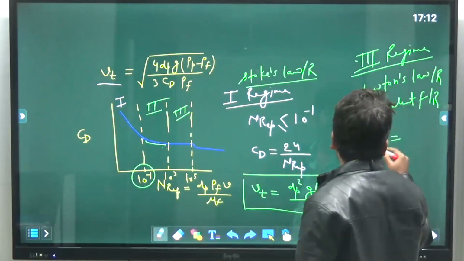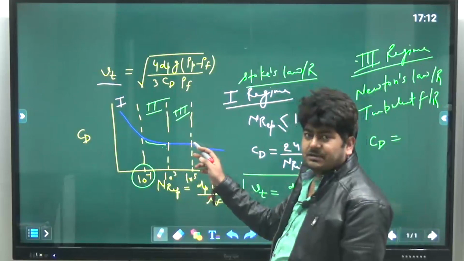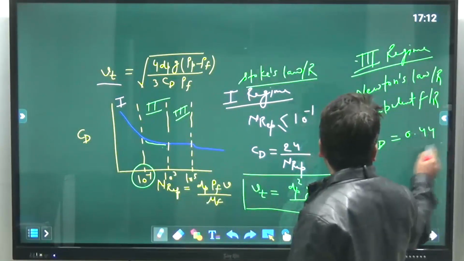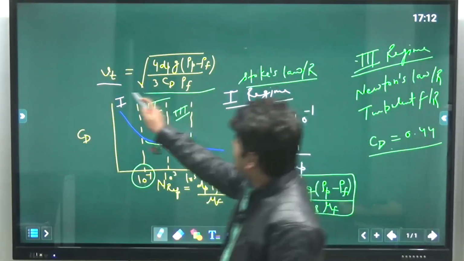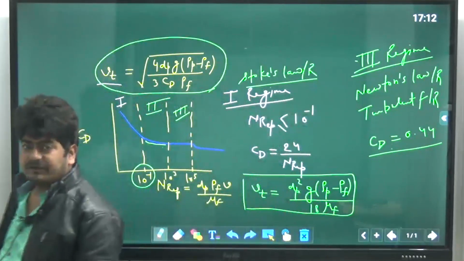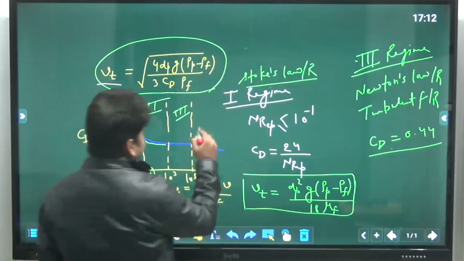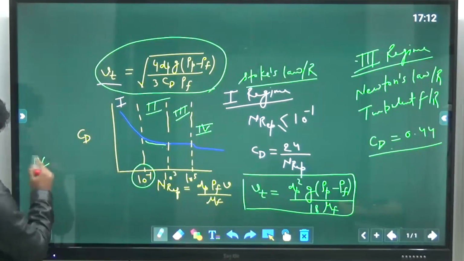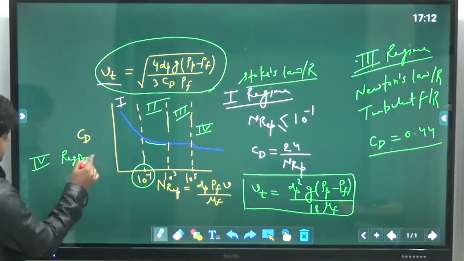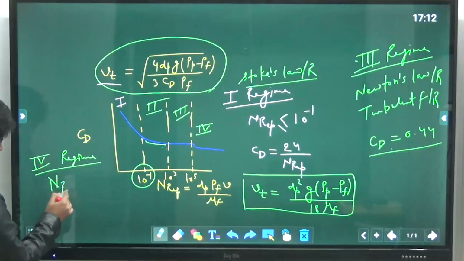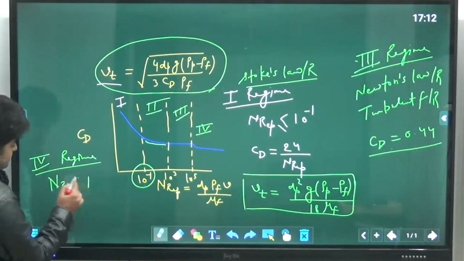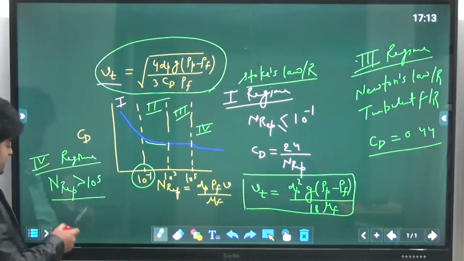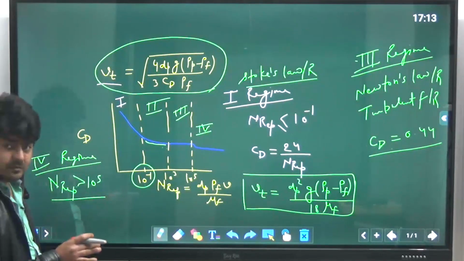Here, as you can see from the graph, CD is constant, that is independent of the particle Reynolds number, and this value is about 0.44. When you put this value here, you will get the terminal settling velocity for the turbulent flow regime. The last is the fourth regime, where the particle Reynolds number is greater than 10 to the power 5, and that is called the highly turbulent flow regime.